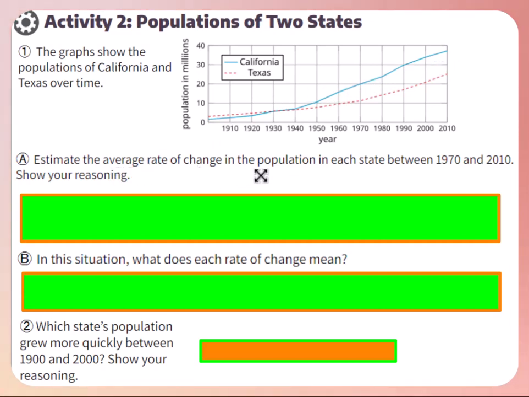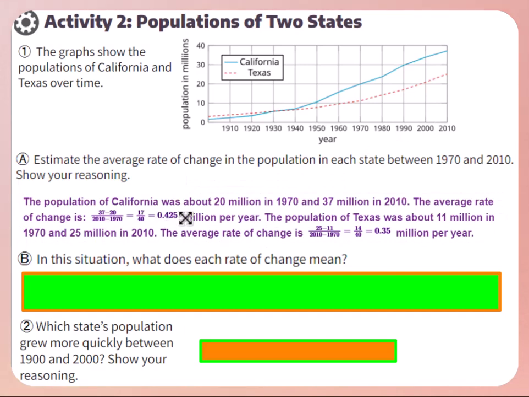Estimate the average rate of change in the population in each state between 1970 and 2010. So let's go to 1970 and 2010. The population of California in 1970, okay, so go up to the blue line, was about 20 million. And in 2010, it was about 37 million. So this is where you have to kind of estimate. I say 37, maybe you said 38.